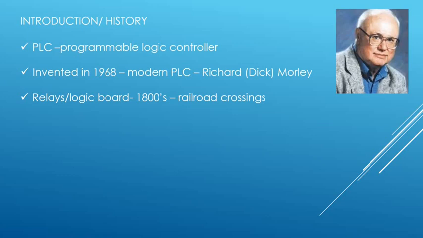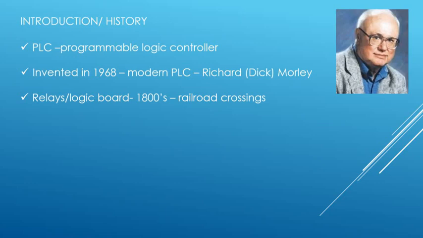Before 1968, wherever you go for automation, most factories were using relay logic boards, using relays and so many timers as well. For example, in the railroad crossing, many people were killed because there was no early warning system. If you don't know whether the train is coming, you might try to cross, and that train might kill so many people. Nowadays, the early warning system is very good because of the PLC.